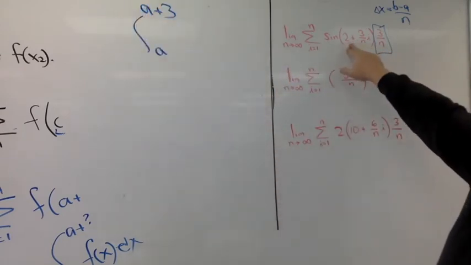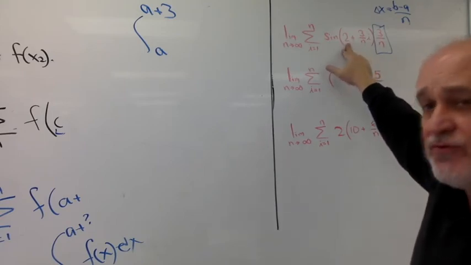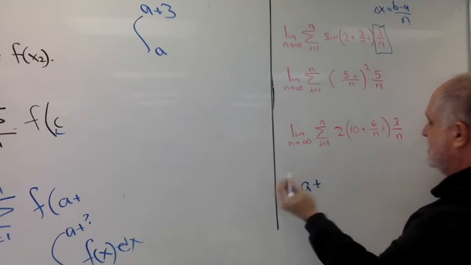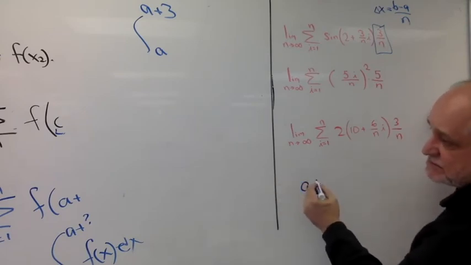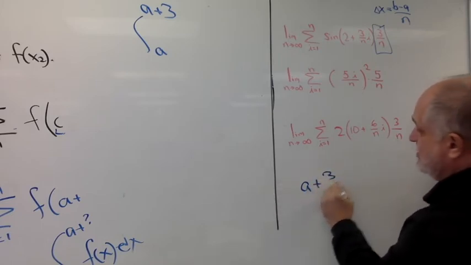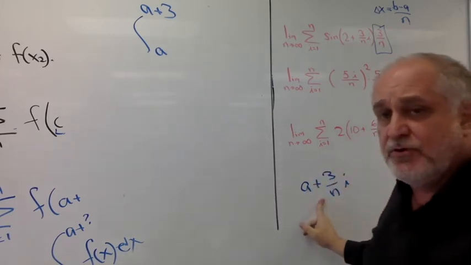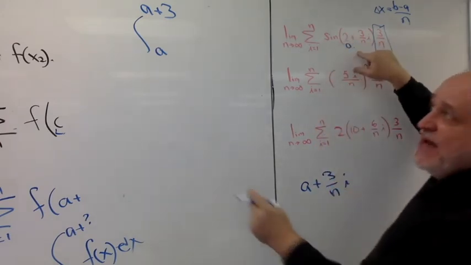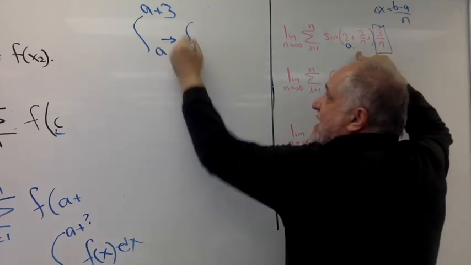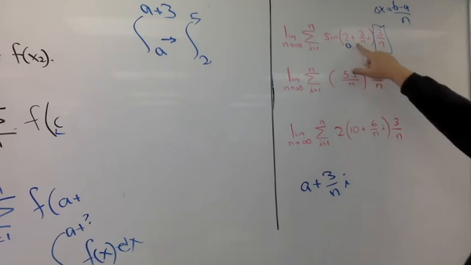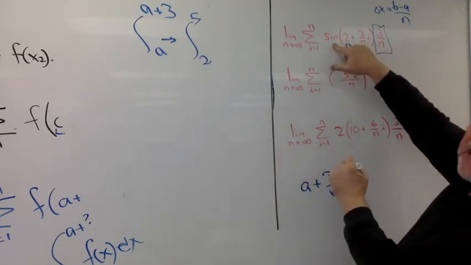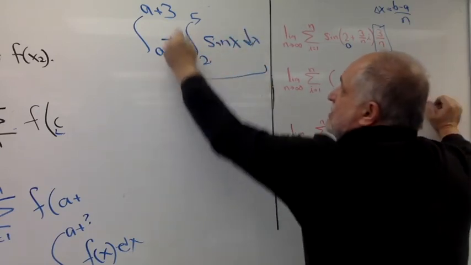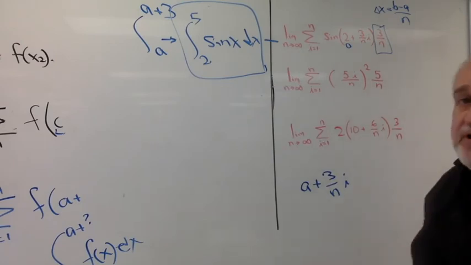Well, we can do a little bit better because we know the general form for the x is going to be a plus 3 over n i. This generally is going to be your form for your x. So there it is right there. This is the a value. So we can do better than saying we start at a. Instead, we can say we start at 2 and go to 5. This is our x value, and since it's inside of a sine function, this is the sine of x dx. And this is the definite integral that equates to that Riemann sum.